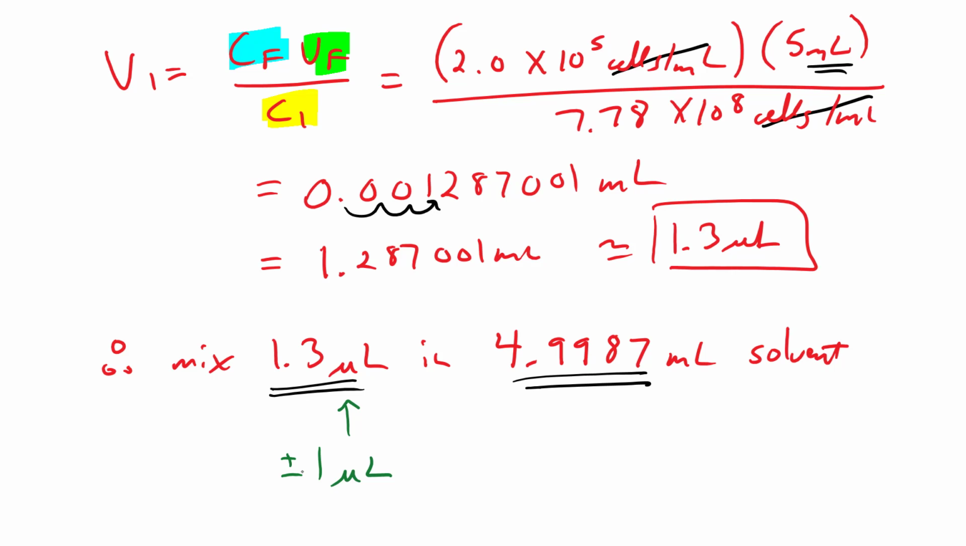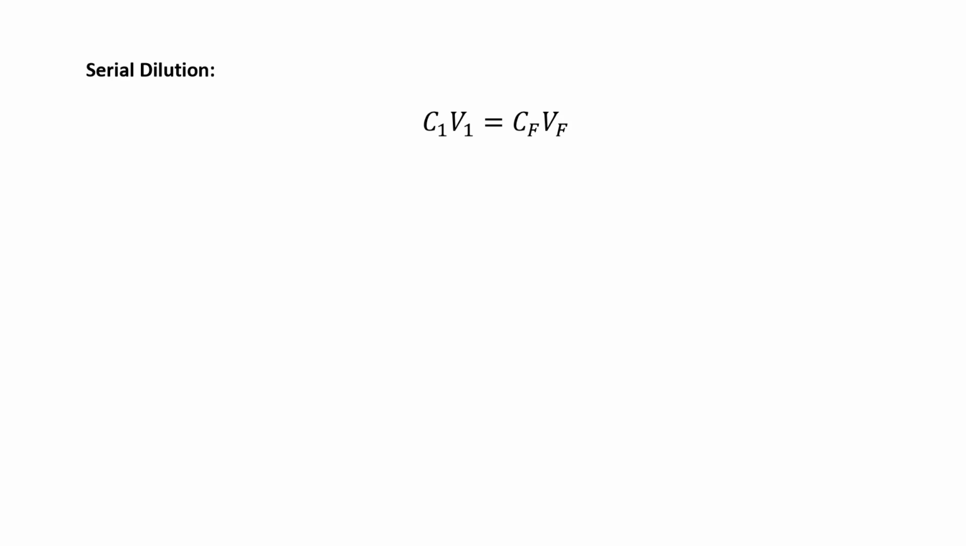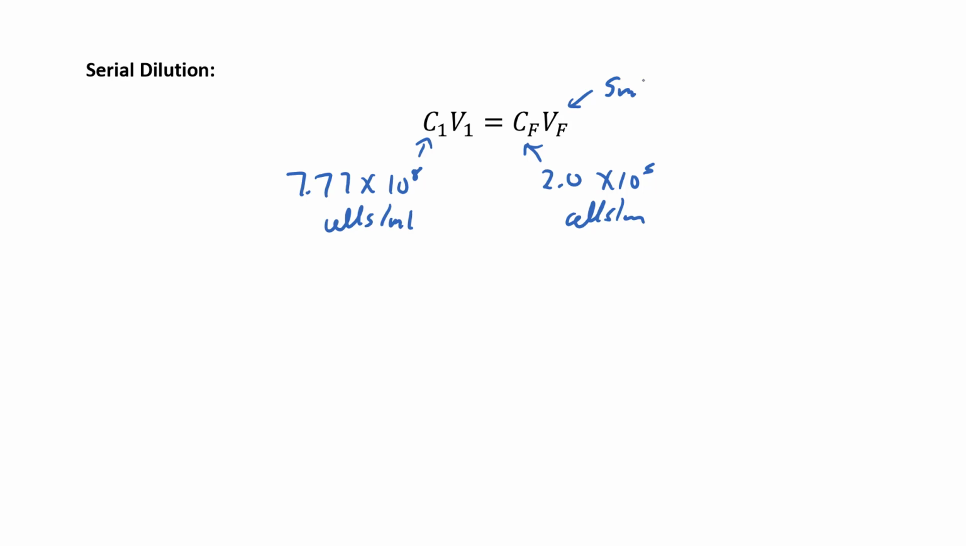That is the difference between theoretically calculating something and actually doing it. Once again, there's nothing wrong with this calculation. It works out. But in practice, this will never work out. Let me show you how I would prepare this serial dilution. Exact same values here. Again, we're starting with 7.77 times 10 to the 8 cells per mil. I want my final concentration to be 2.0 times 10 to the 5 cells per mil. And I would like the final volume to be 5 mils.